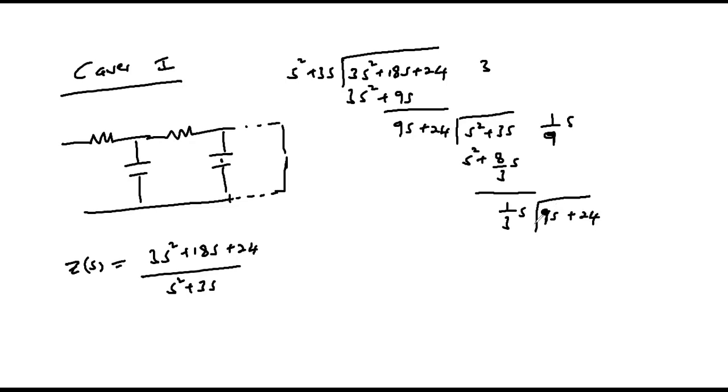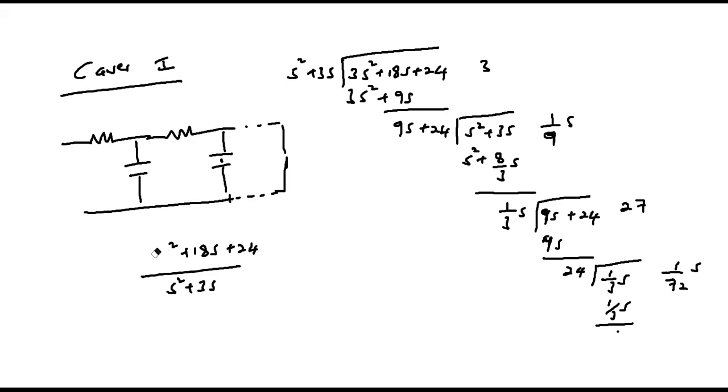I need 9S from 1 over 3S. I multiply this by 27 to get 9S. The remainder is 24, which I divide into a third S. To get a third S from 24, I need to multiply this by 1 over 72S. And the difference will be 0. And that is the end of our partial fraction expansion.